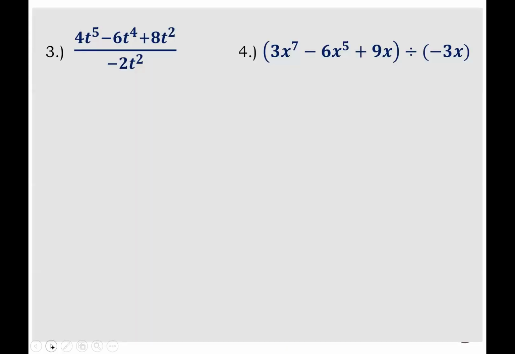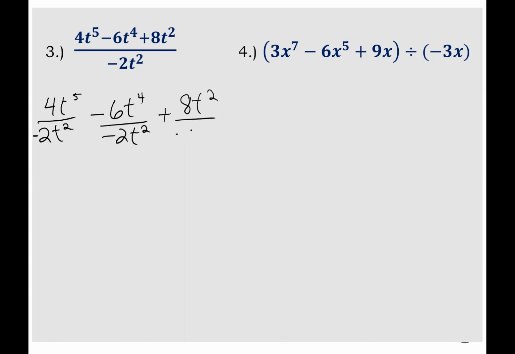Same idea, just getting a little more complicated with higher exponents and negatives. Here's number 3. This time there's 3 terms. Each one will get divided by that negative 2t to the second. So I'm rewriting negative 4t to the 5th over 2t squared. Oh, and I almost forgot the negative. Sorry. Okay, and then minus 6t to the 4th divided by negative 2t squared. So those negatives are going to cancel out when we simplify, and then plus 8t squared over negative 2t squared.